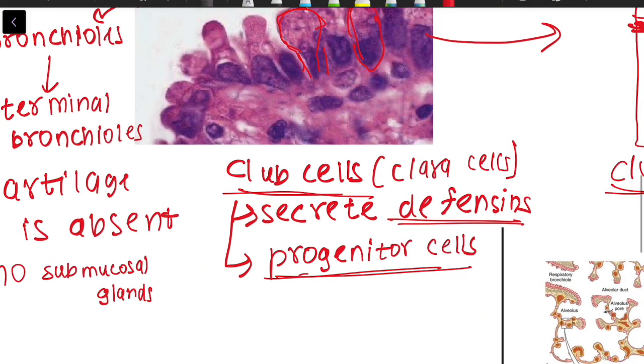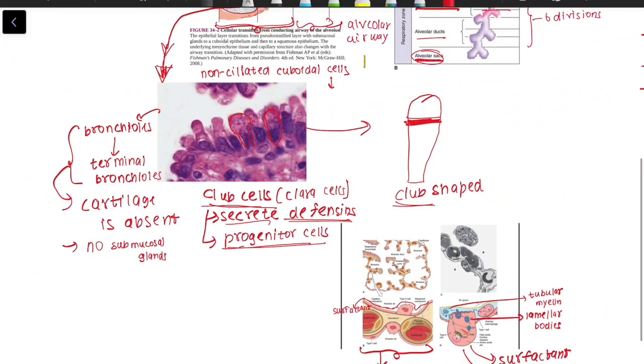So what is the function of these club cells? They actually secrete defensins. Defensins are molecules which help in regulating the immunity. They prevent pathogens from invading our respiratory epithelium. The club cells also have the power of regenerating the epithelium. In case any damage occurs, these cells act as progenitor cells, which can form new cells and provide the respiratory epithelium with new cells. So this was about the conducting airway.